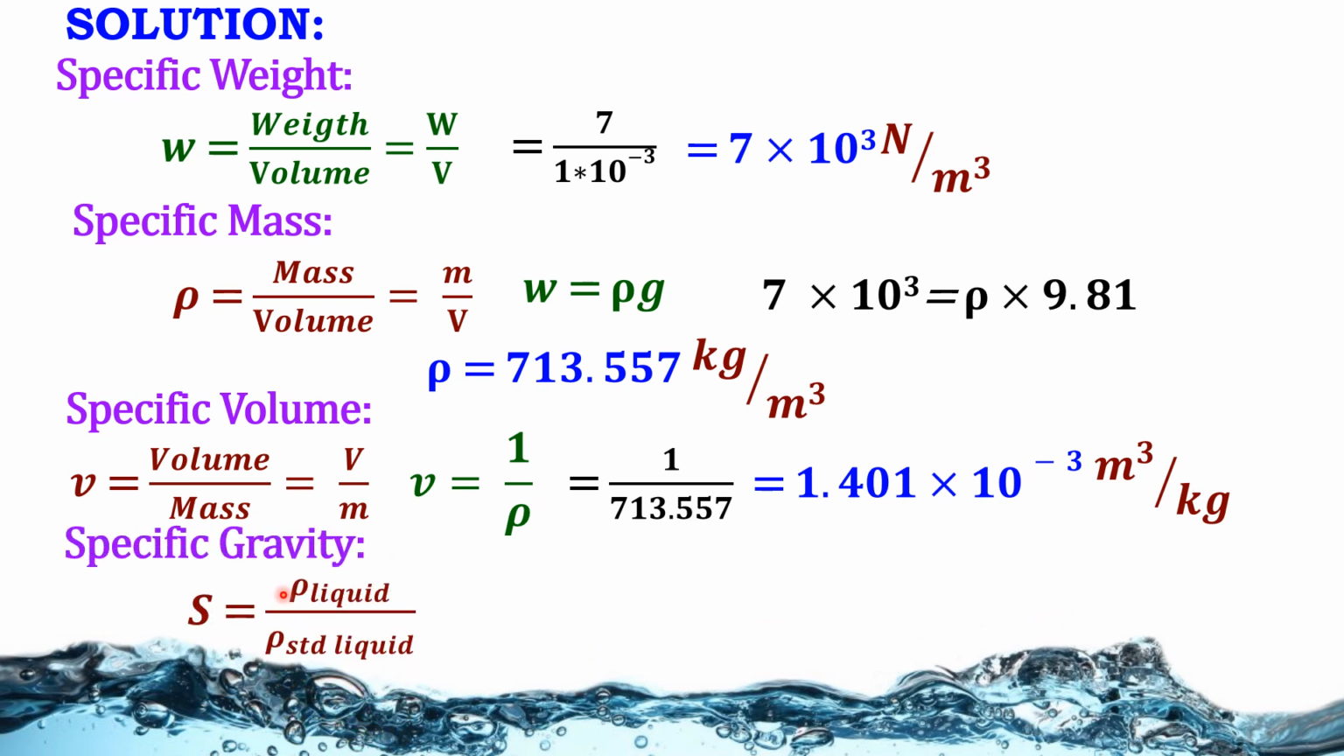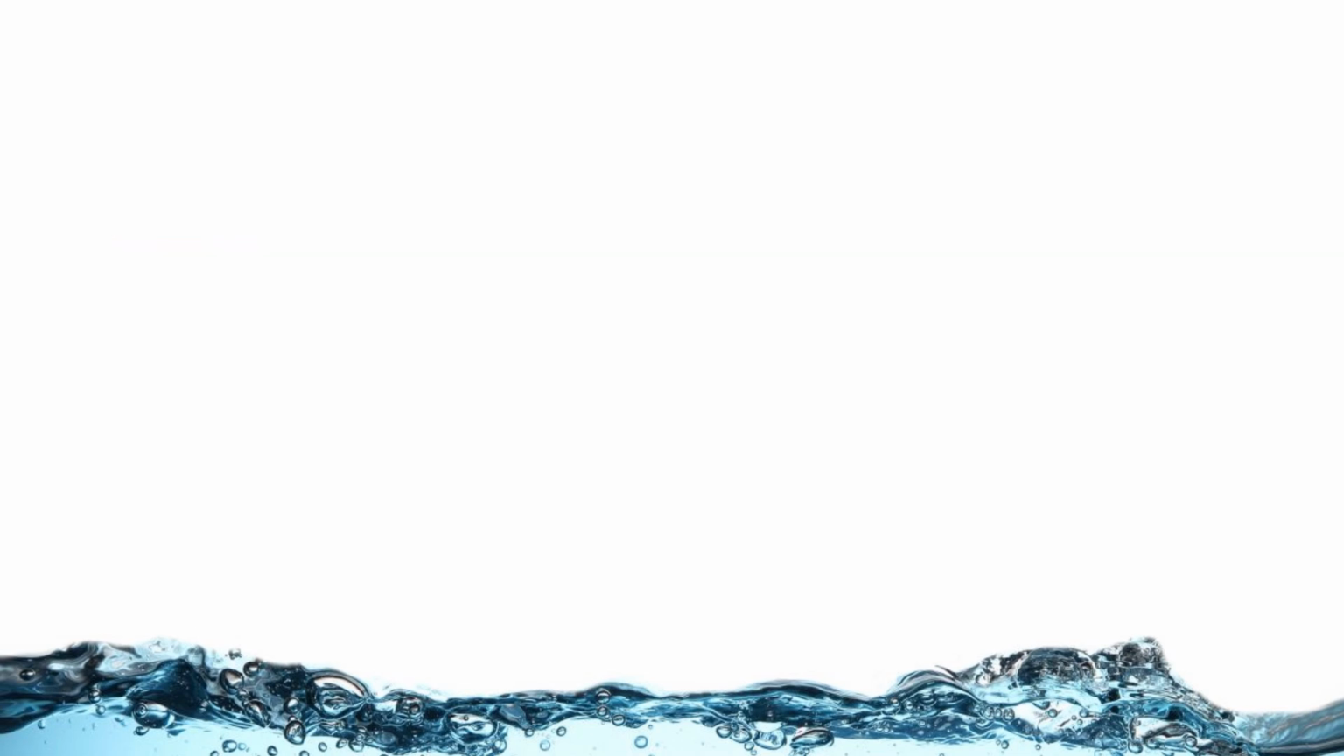Next, specific gravity. Specific gravity is density of liquid divided by density of standard liquid. Substituting the density of liquid as 713.557. Here the density of standard liquid is water, 1000. So your S is equal to 0.713. Specific gravity has no unit.